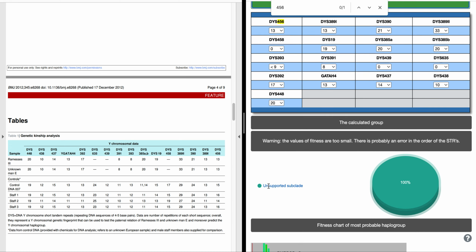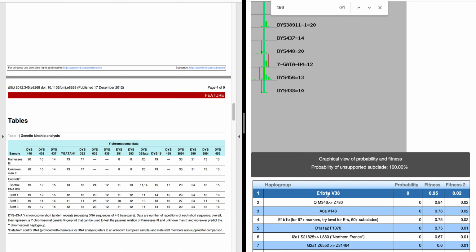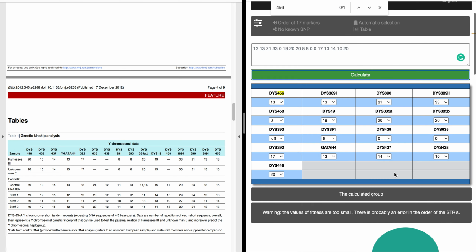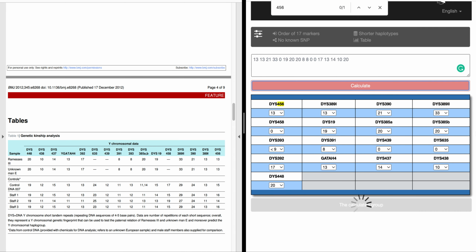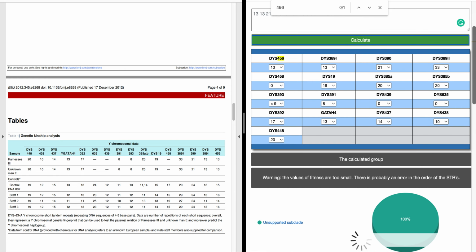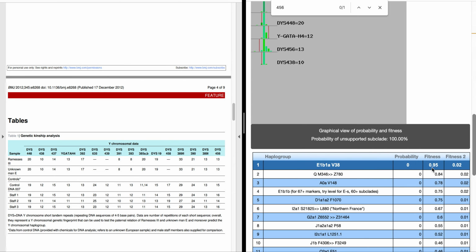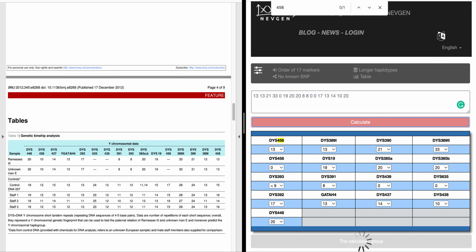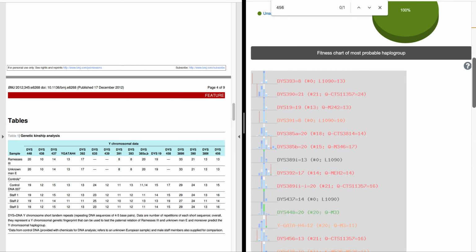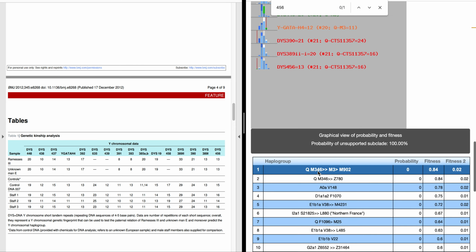Alright, so unsupported subclade. And the first one we have is E1B1A, V38. And we have a probability of 0, fitness 0.95. Alright, so let's go ahead and change this up again. Let's do short haplotypes. Alright, so we have the same results. Now let's do longer. Interesting. So it changed. We have Q.